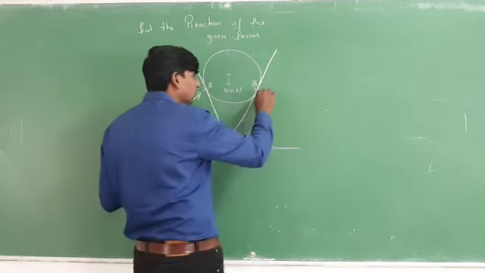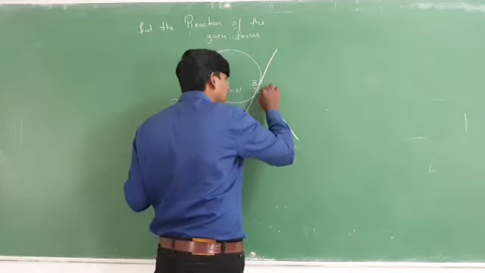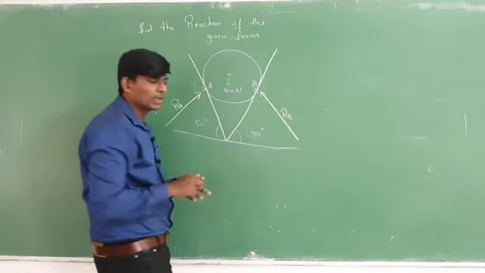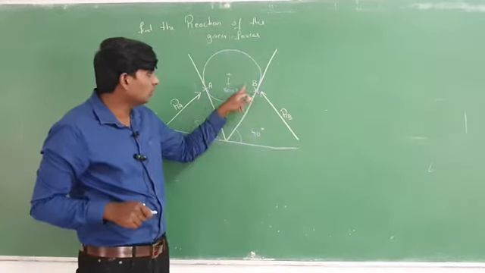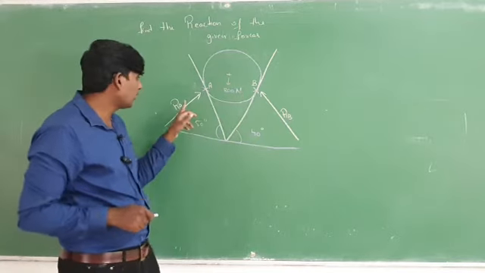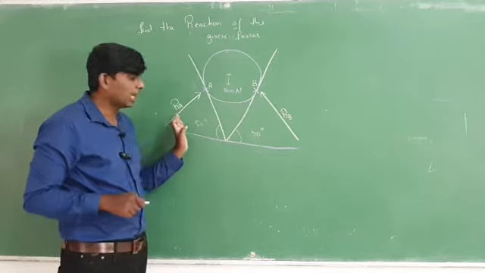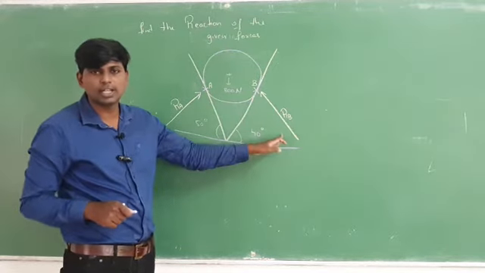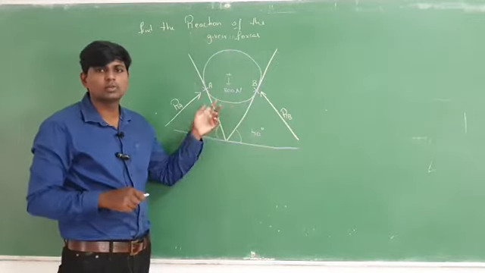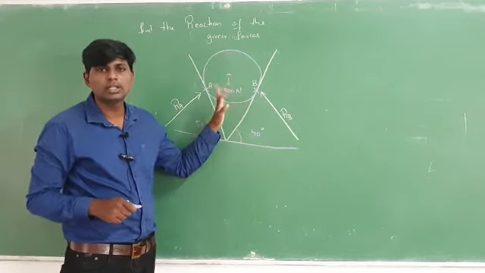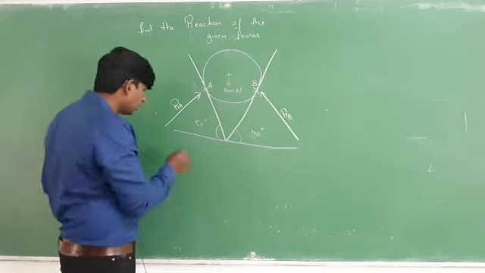Then this one I can consider as the reaction RB, because after touching this point it will touch the center. So this one I consider as RA and that one I consider as RB. And the self weight of this sphere is equal to 800 Newton. So I will extend this one.